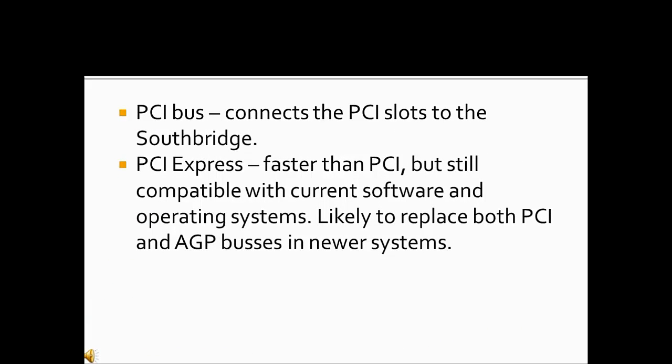The PCI bus connects the PCI slots to the south bridge. Its speed is typically 33 MHz. PCI Express is faster than PCI, but still compatible with current software and operating systems. However, it is likely to replace both PCI and AGP buses in newer systems.